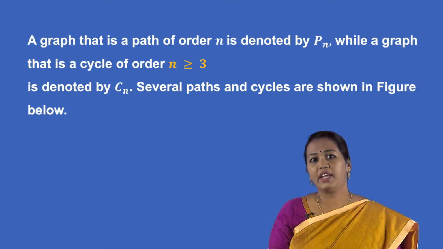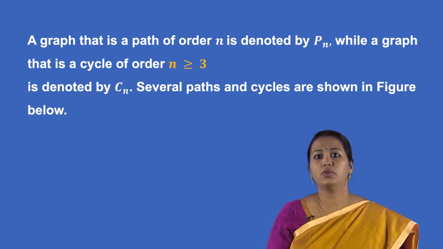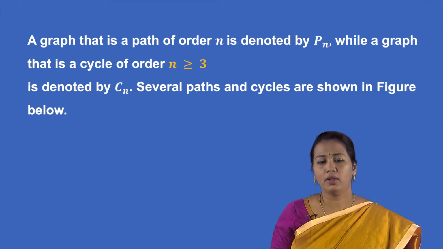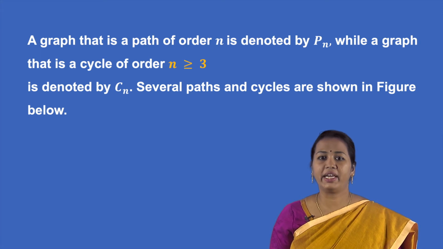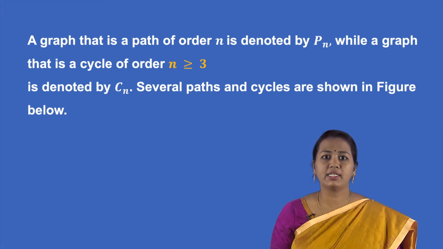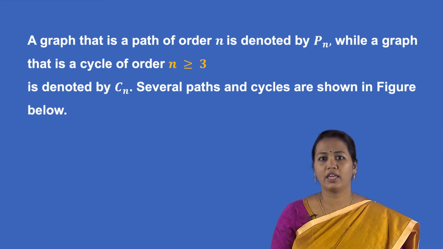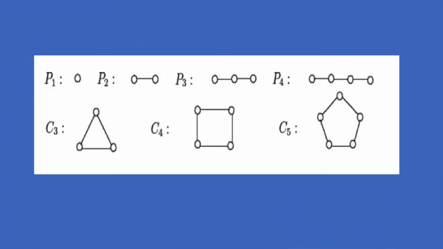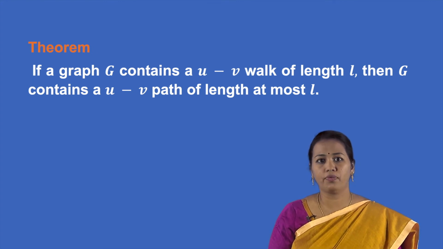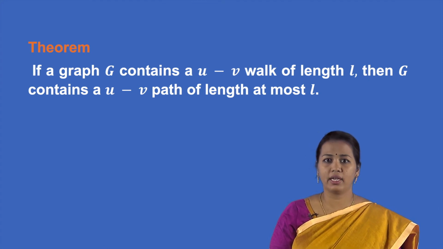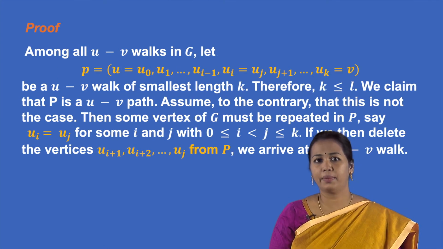A graph that is a path of order n is denoted by Pn, while a graph that is a cycle of order n greater than or equal to 3 is denoted by Cn. Several paths and cycles are shown in the figure given on the screen. Based on these definitions we have seen before, let us discuss a theorem. If a graph G contains a u-v walk of length L, then G contains a u-v path of length at most L. Let us see the proof now.